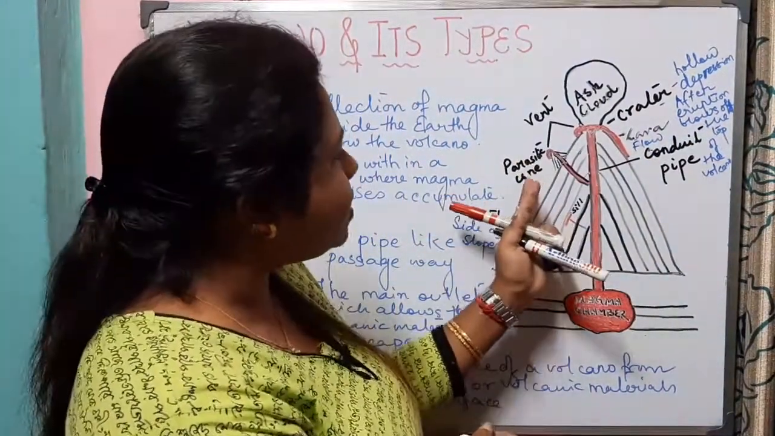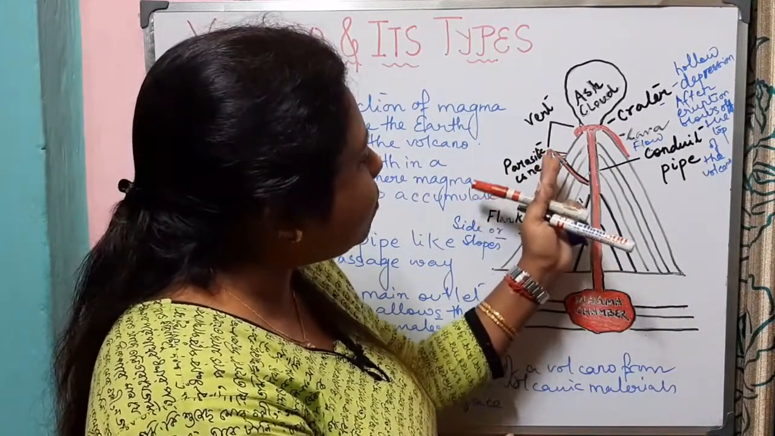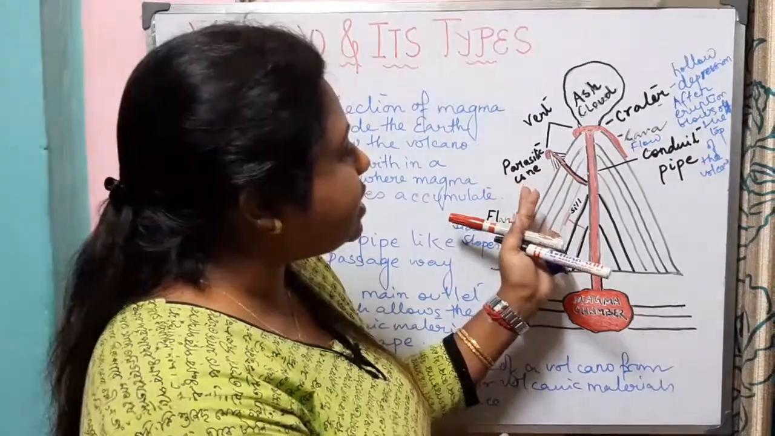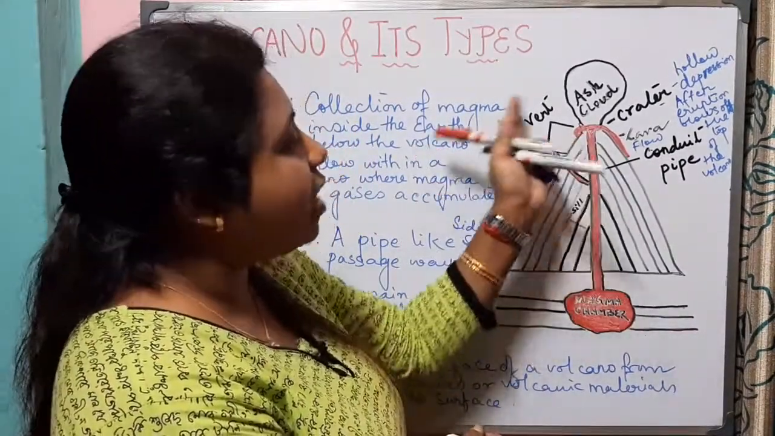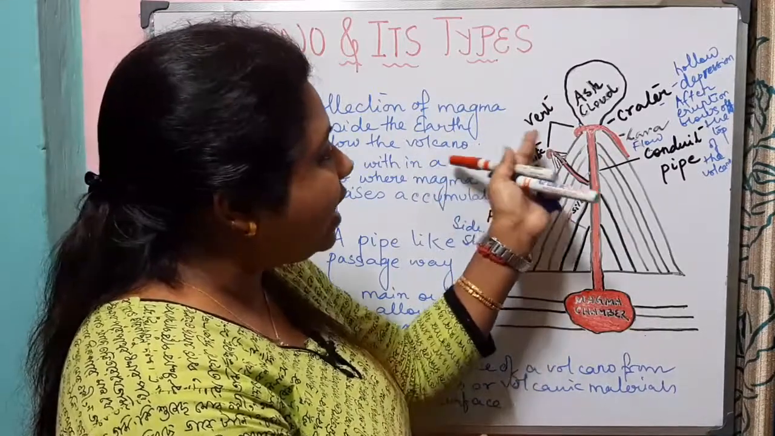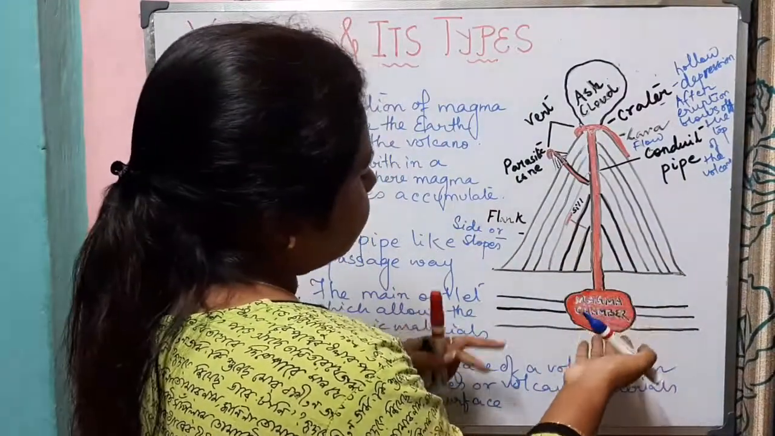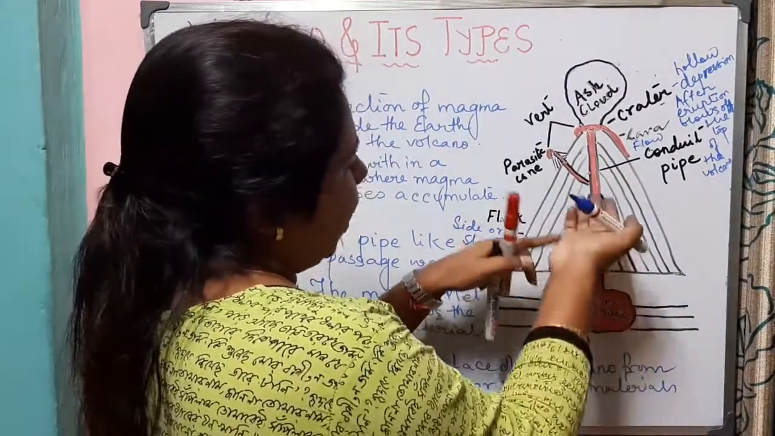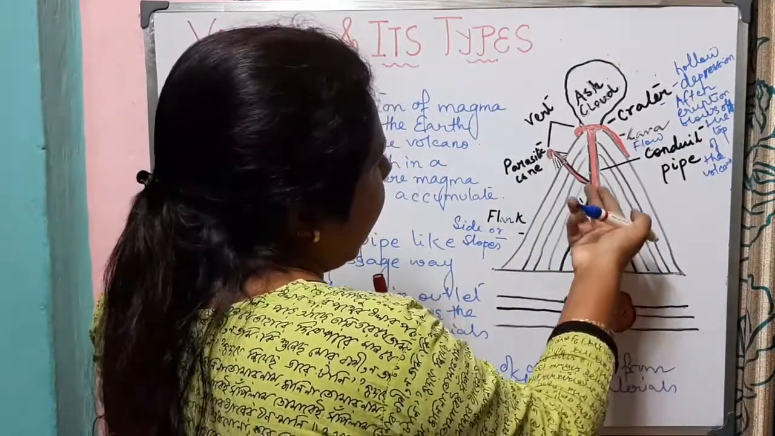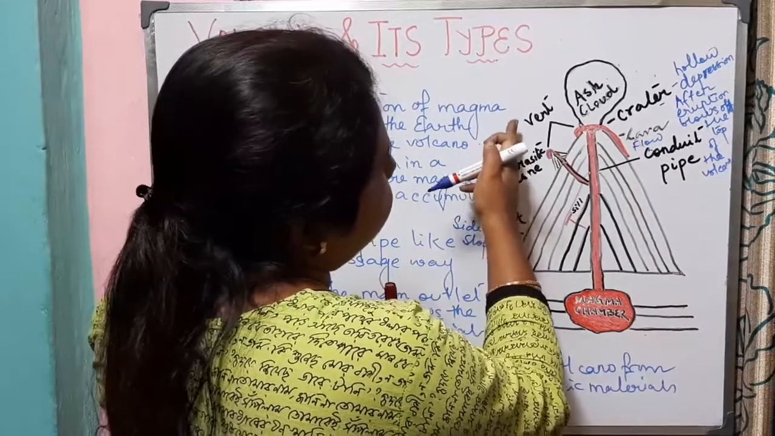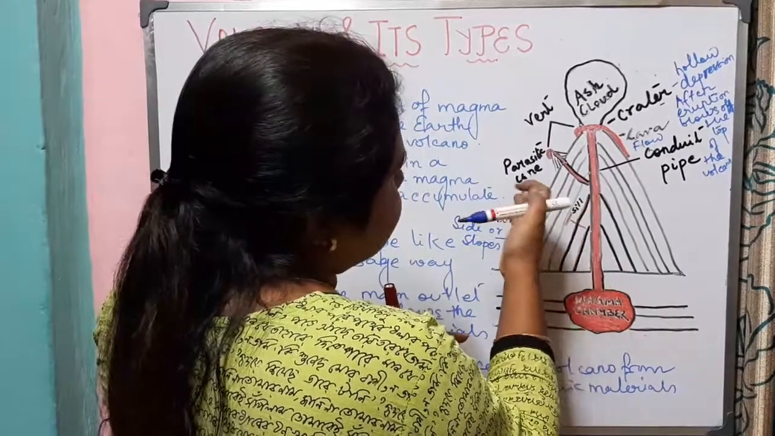And here you can see a parasitic cone. That means where the lava gets accumulated and it takes the shape of a cone, which is referred to as a parasitic cone. This is a type of volcanic landform which is formed when the lava comes out to the surface. So what we understood is that the magma from the magma chamber rises up through the conduit, that is a passage-like pipe, and it comes out to the surface from the main outlet, that is the vent, and also through the smaller outlets, that are secondary vents.